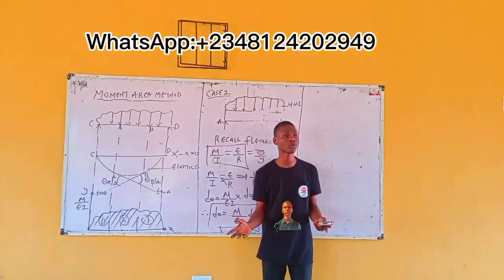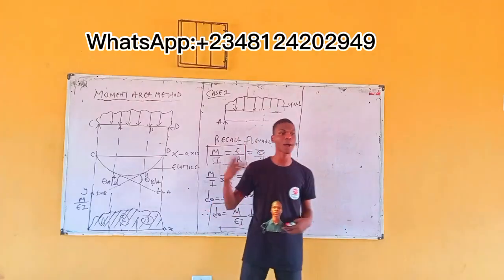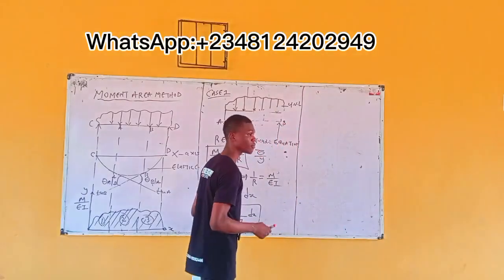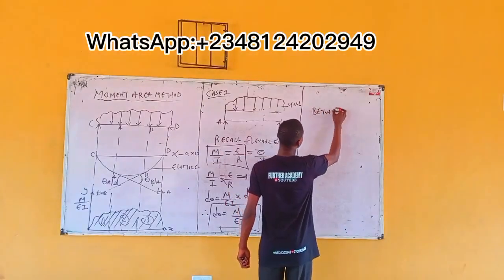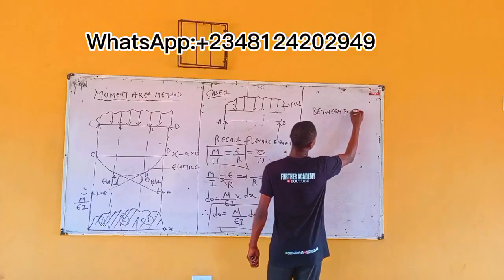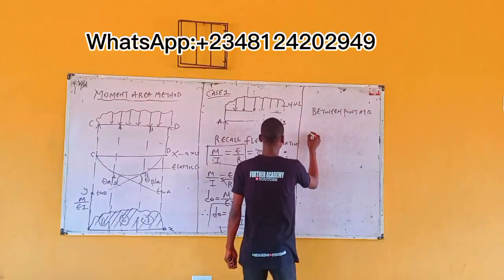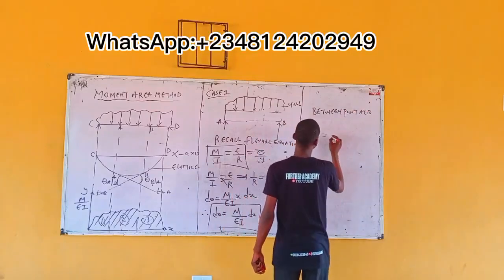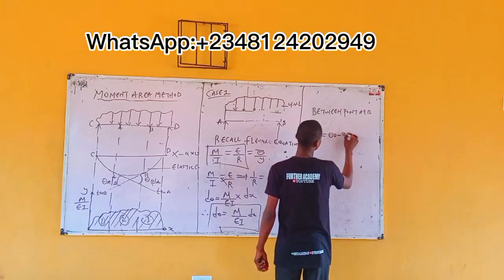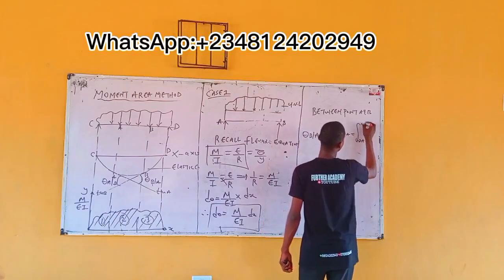Now let's say the point is between A and B. Let's say between point A and point B. Now this formula, you can write it as, between point A and B, theta B to A is equal to theta B minus theta A, which is equal to the integral from theta A to theta B of M by EI dx.